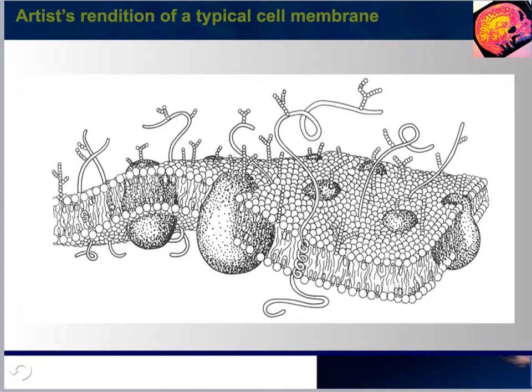Here we can appreciate an artistic rendition of a typical cell membrane, and you can see and appreciate the signal proteins, which are here. You may remember that, and if not, you may look back to chapter 3 to understand this further. And here you can see the channel proteins through which ions enter and exit the cell. So on one side would be the outside, and on the other side would be the inside of the cell.